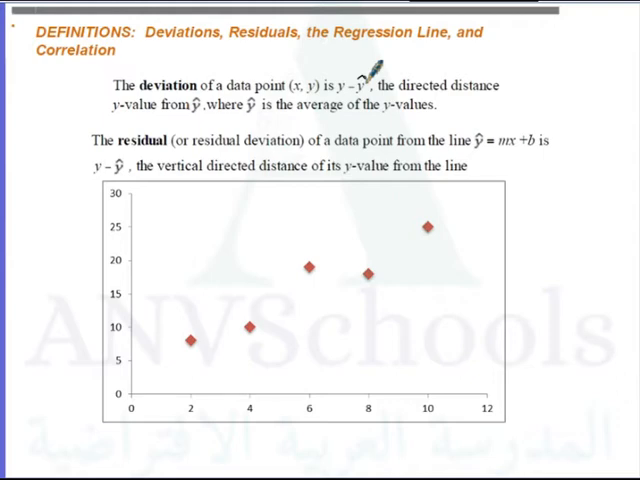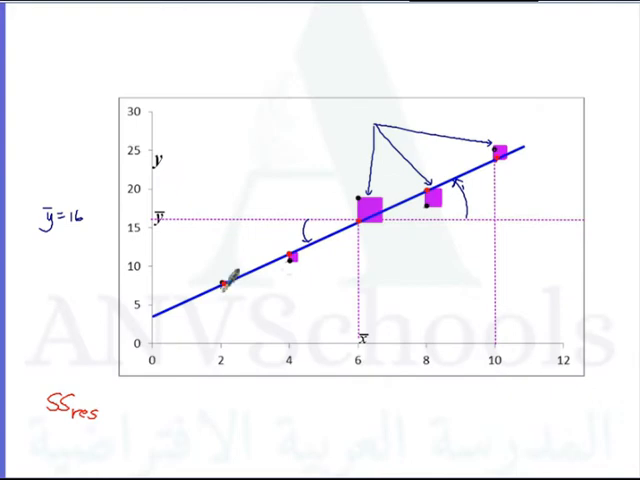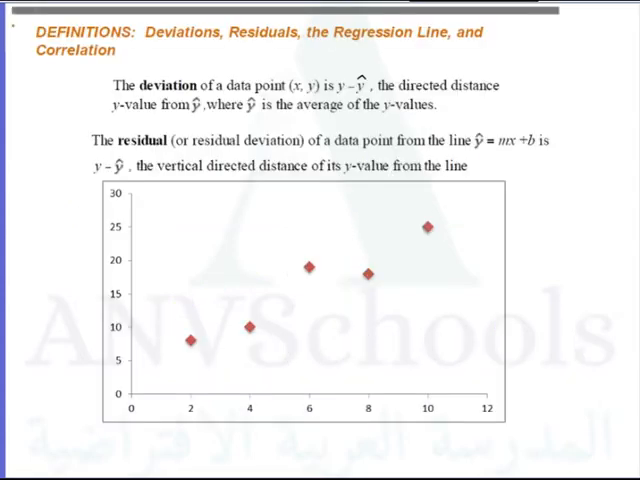Okay, that is about the regression line. This is the y hat. These are the average of the y values. Okay. Next, the residual or residual deviation of a data point from the line y hat equals mx plus b is y minus y hat, the vertical directed distance of its y value from a given line.